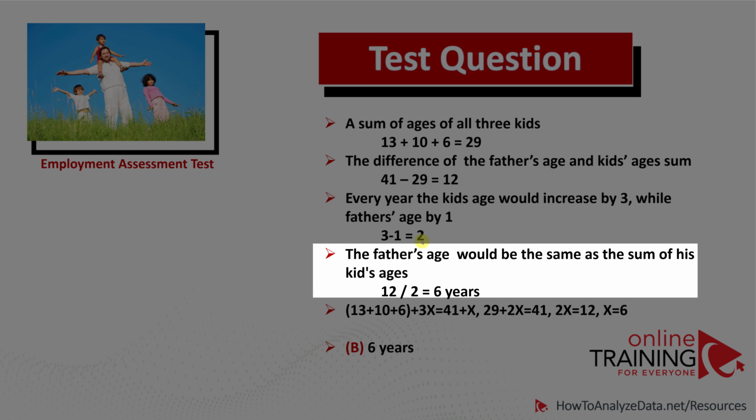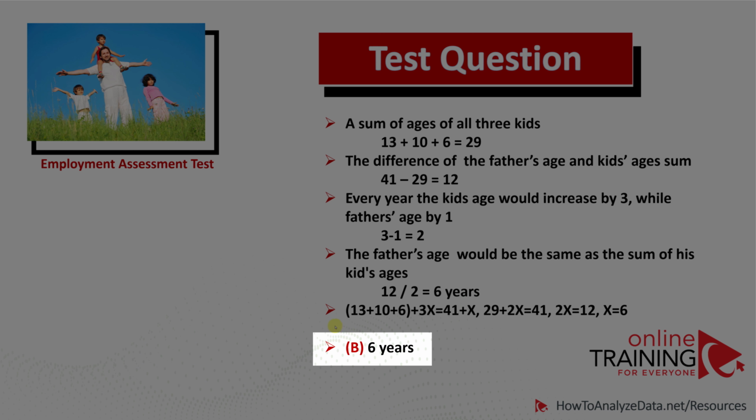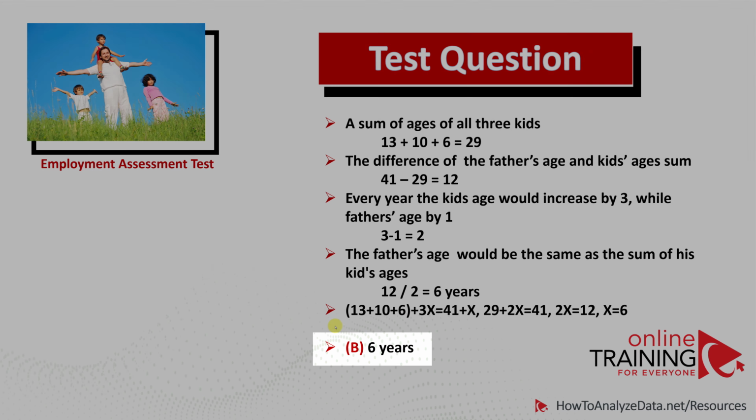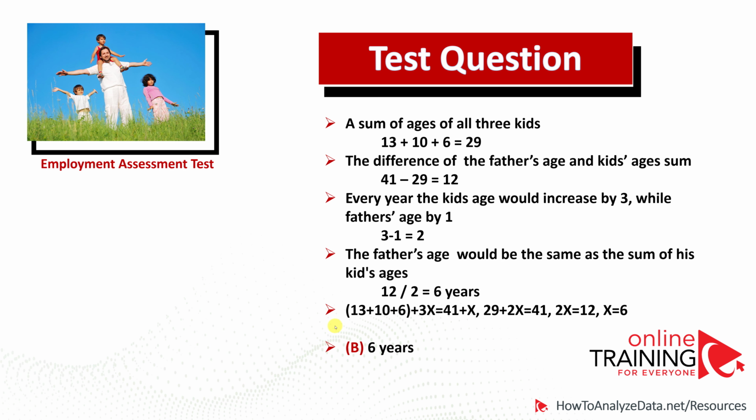So to calculate the actual question asked in the problem, we need to divide 12 by 2, which is the equivalent of 6 years. So the correct choice here is choice B. In 6 years, the age of the father would be an exact sum of his kids' ages. So the father will be 47 at that time. Can you guess what would be the ages of the kids at that time? Hopefully this explanation was helpful, and now you know how to solve these types of problems on the test.